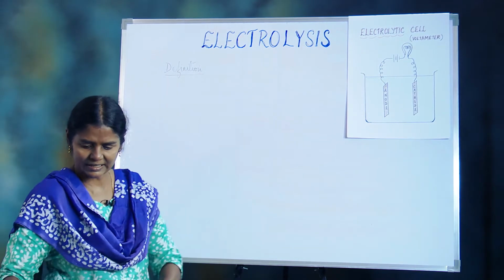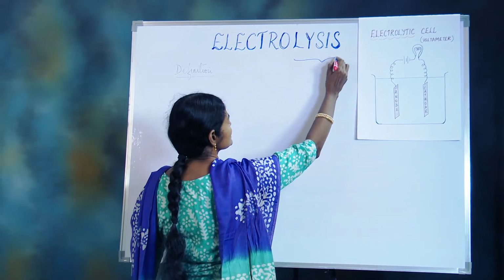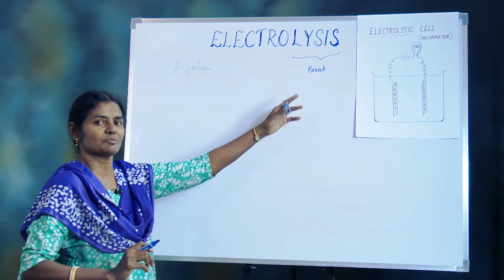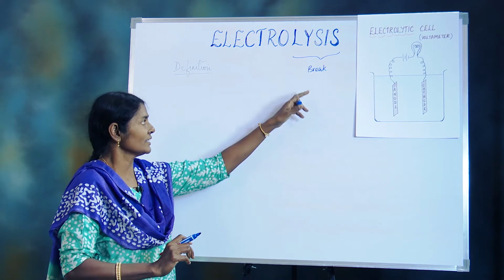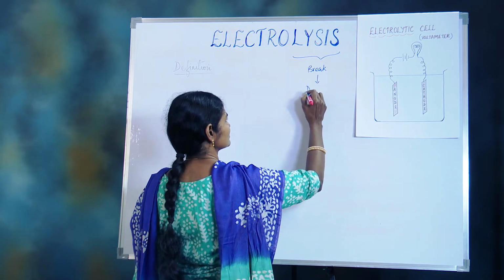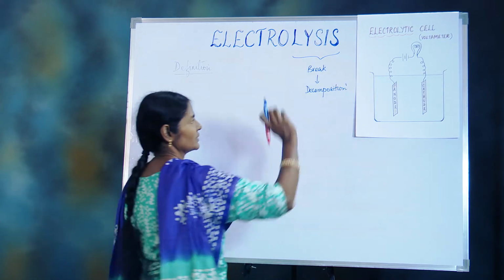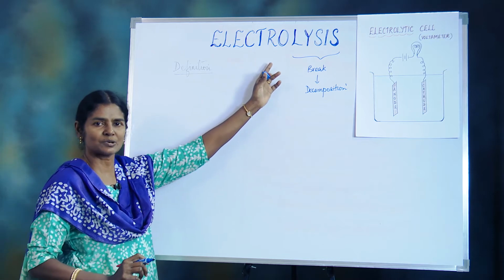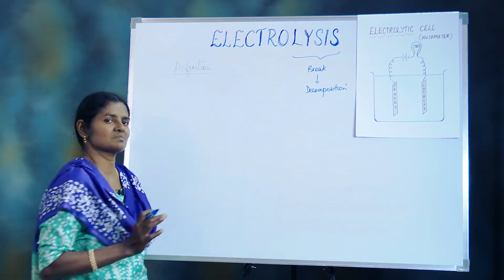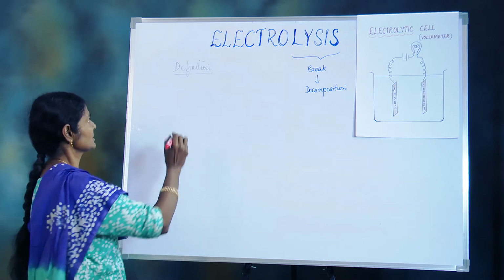What is electrolysis? What does the word electrolysis mean? In Greek, lysis means to break. So the meaning of lysis is break, and chemically we call this break decomposition. And the word electro means in the presence of electricity. So electrolysis means to break down a compound in the presence of electricity. So we move on to the definition here.